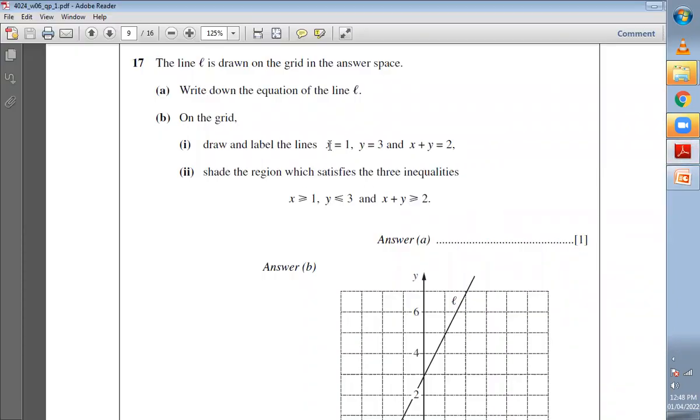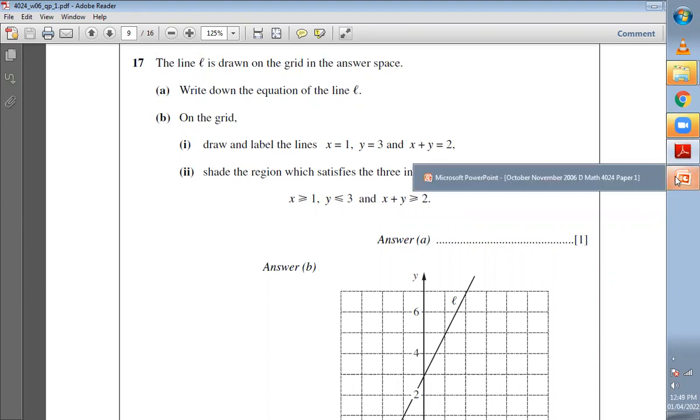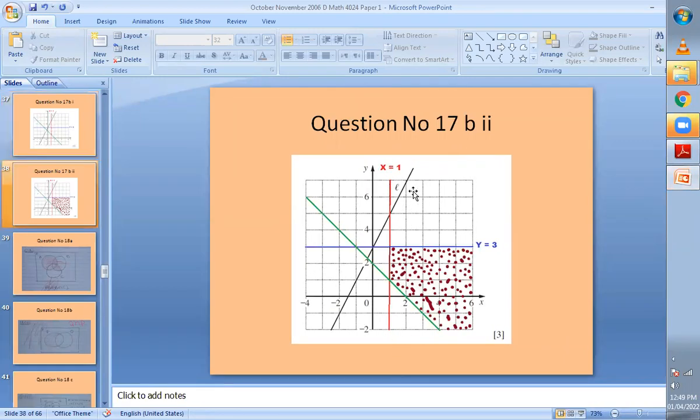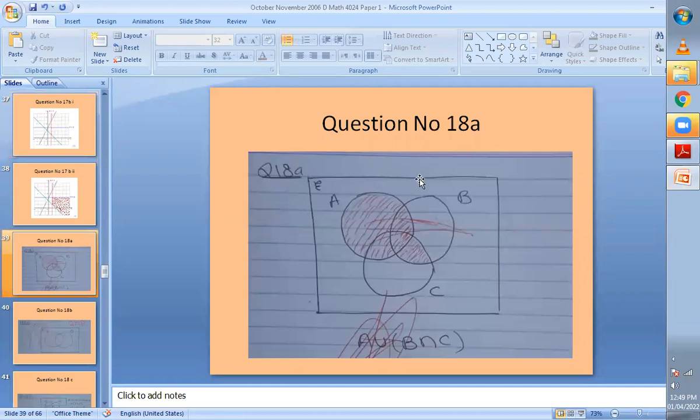So here they have asked you to draw x equals 1, y equals 3, and x plus y equals 2. We have drawn those lines already. So that was question number 17, its last two parts, and question number 18 and its A part.